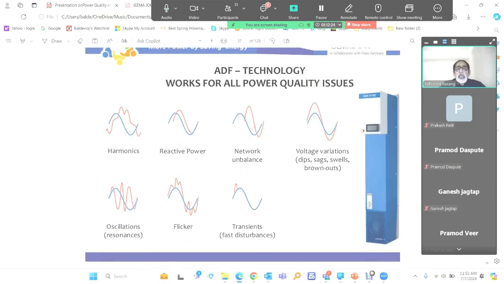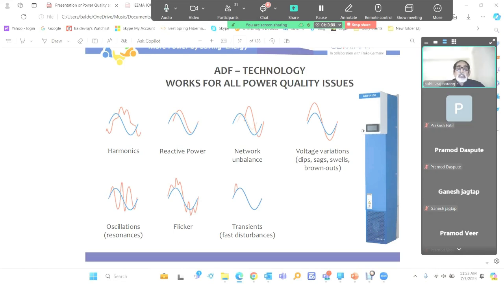So this active filter I have already touched upon earlier. What happens is we are generating harmonics here at 180 degrees out of phase and cancelling them. But this active filter can do many other jobs. It can generate reactive power. Suppose we generate 50 hertz current, then we can use it as a capacitor or an inductor. And then this can be used for controlling the unbalance. It can also be used for controlling voltage variations, voltage dips and sags, and then oscillations, flicker. So all these things can be controlled by the active filter.